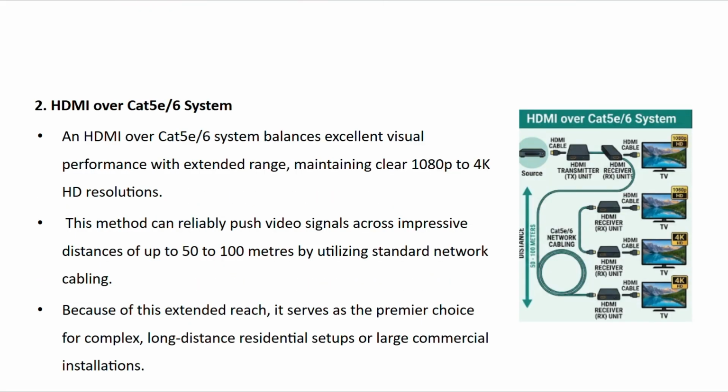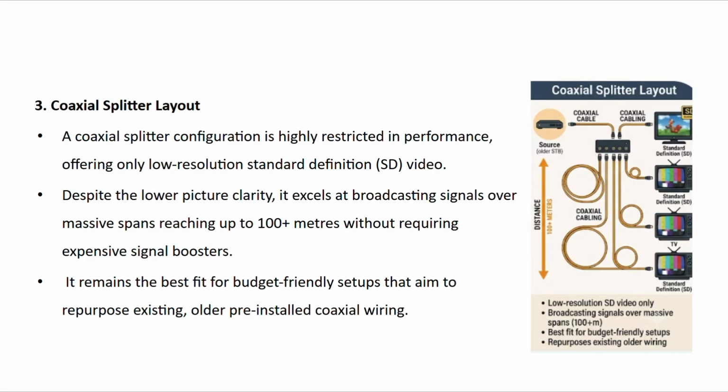Next, HDMI over Cat5e/6 system. An HDMI over Cat5e/6 system balances excellent visual performance with extended range, maintaining clear 1080p to 4K HD resolution. This method can reliably push video signals across impressive distances of up to 50 to 100 meters by utilizing standard network cabling. Because of this extended reach, it serves as the premium choice for complex long-distance residential setups or large commercial installations.